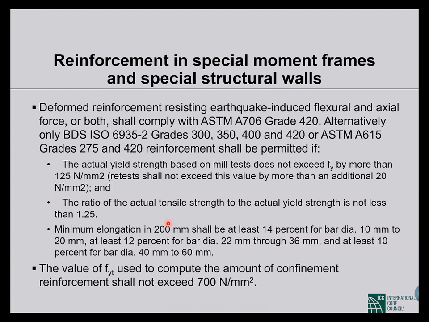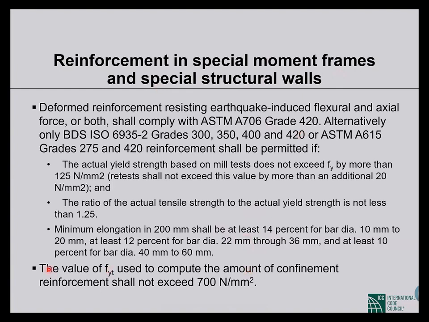In BDS ISO, the gauge is different. The gauge is 5D. Here, it is following ASTM. In ASTM, for lower diameter rebar, the gauge length is 200 millimeters. So on that gauge length, the elongation must be at least 14%. At least 12% for bar diameter 22 millimeter to 36 millimeter, and at least 10% for bar diameter 40 millimeter to 60 millimeter. So these are the elongation limits that we have to ensure if we want to use that rebar for special moment frame or special structural walls.